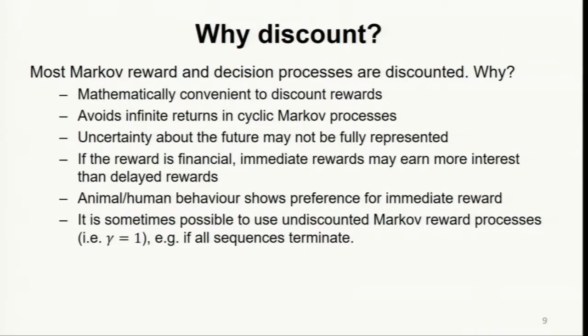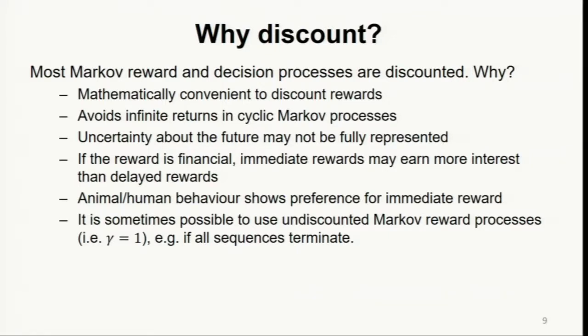So why discount? Most Markov reward and decision processes are discounted. Why? Because it is mathematically convenient to discount rewards, it avoids infinite returns in cyclic Markov processes, and also uncertainty about the future may not be fully represented. If the reward is financial, the immediate reward may earn more interest than delayed reward. Animal or human behavior shows preference for immediate reward. It's like that, right?